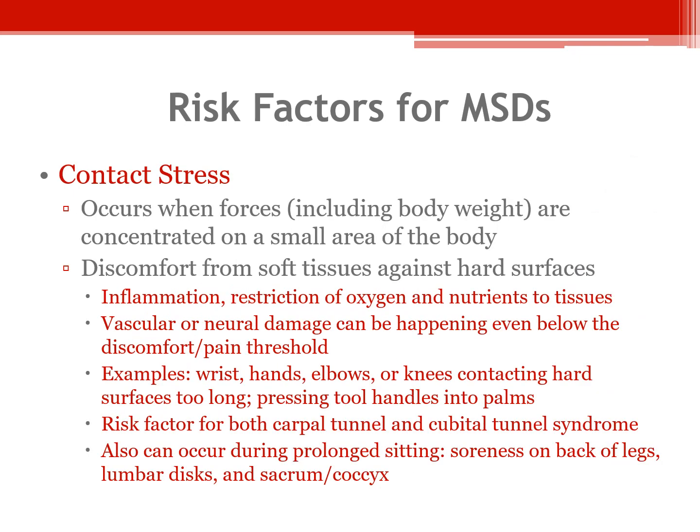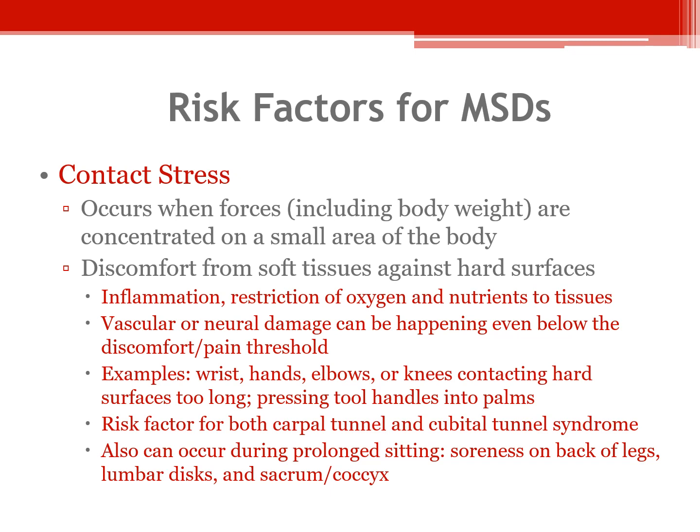The final major category of risk factors for musculoskeletal disorders is contact stress, or stress upon contact. This happens whenever forces are concentrated on a small area of the body, and that includes body weight forces. If you're sitting at a hard wooden table and you put your head in your arms, and therefore your head weight is being put down on your elbows, and your elbows are being driven into the table, it doesn't take very long for that to become uncomfortable.